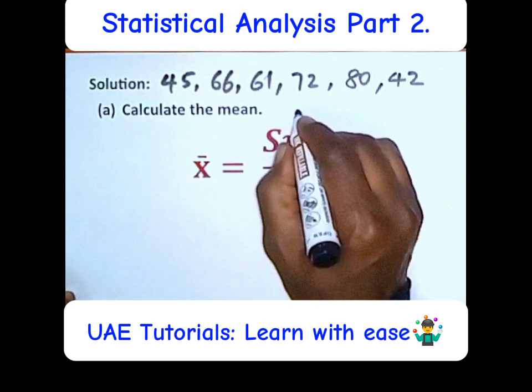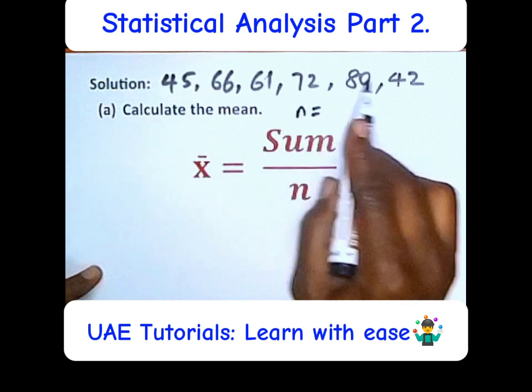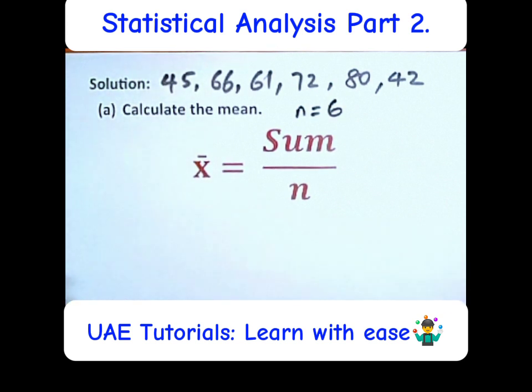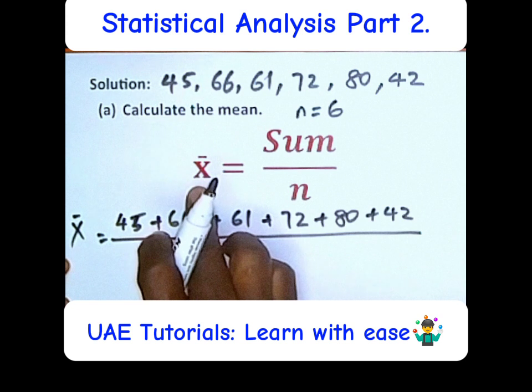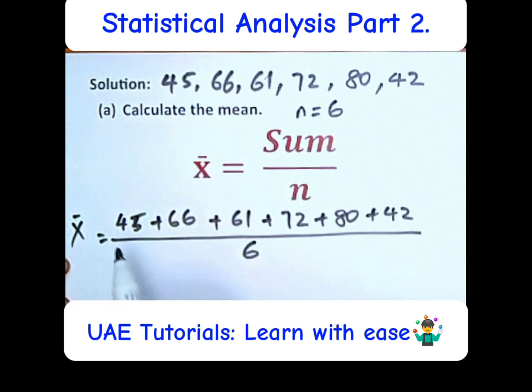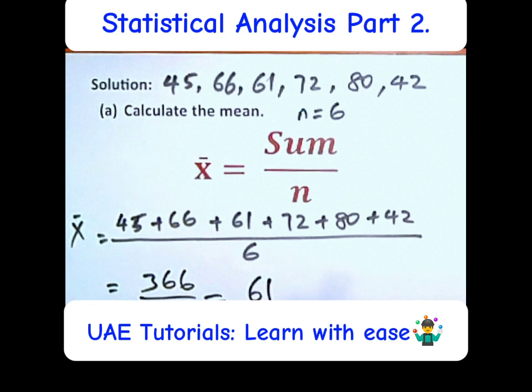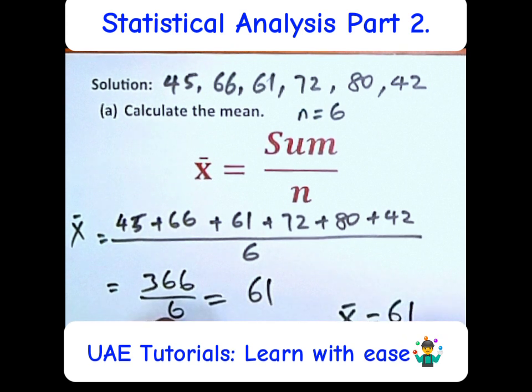Our n here equals 1, 2, 3, 4, 5, 6. 6 samples were given to us, so our n is equal to 6. So the mean is denoted by x bar, and as we mentioned earlier, is just to sum all of these numbers and divide by the total number of the samples, which equals 6. So if you sum all of these numbers, what you would get would be 366 all over 6. And that gives us 61. So the x bar, which is the mean, equals 61.